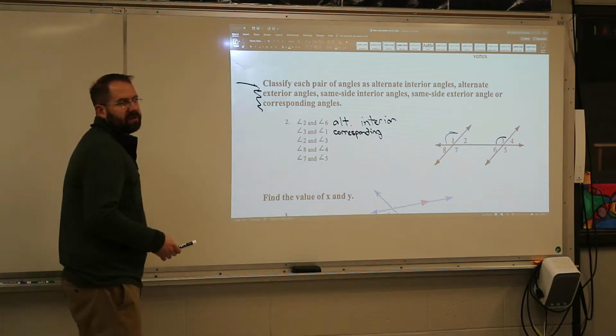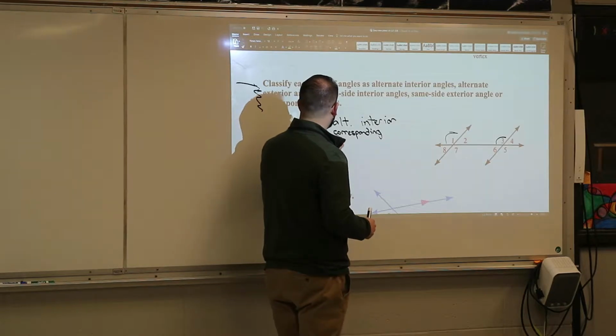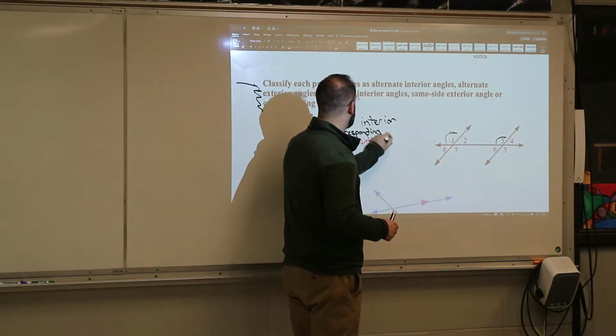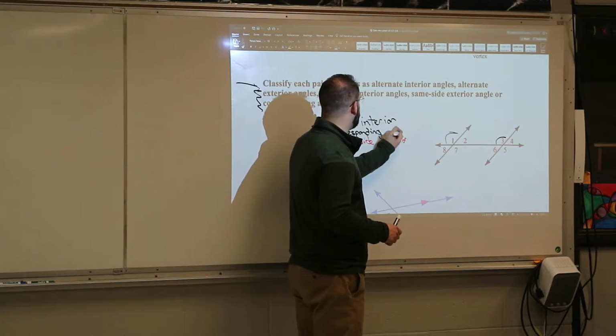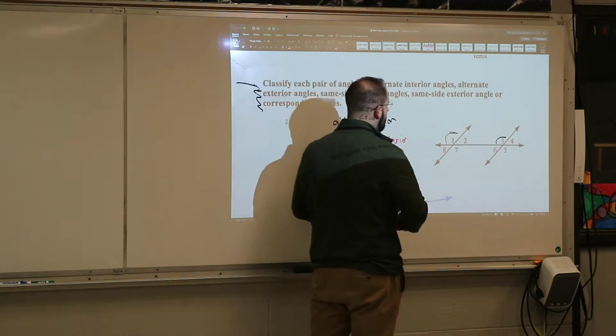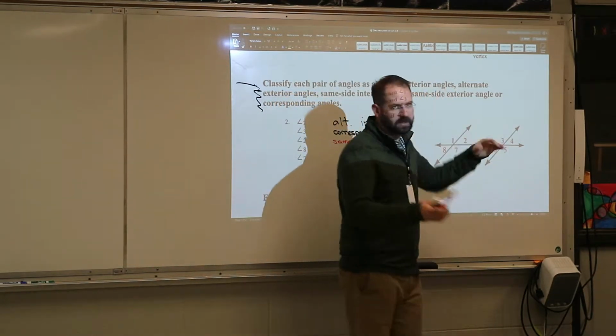2 and 3, somebody else now. Same side interior. Yes, you have to be specific. You can't just say same side. You better say interior, because there are 2 types of same sides. But again, that was 2 and 3. They're both on the same transversal inside the 2 parallel lines.